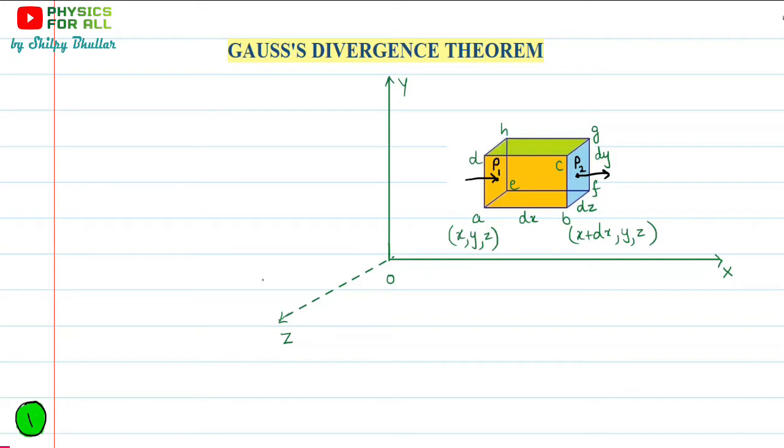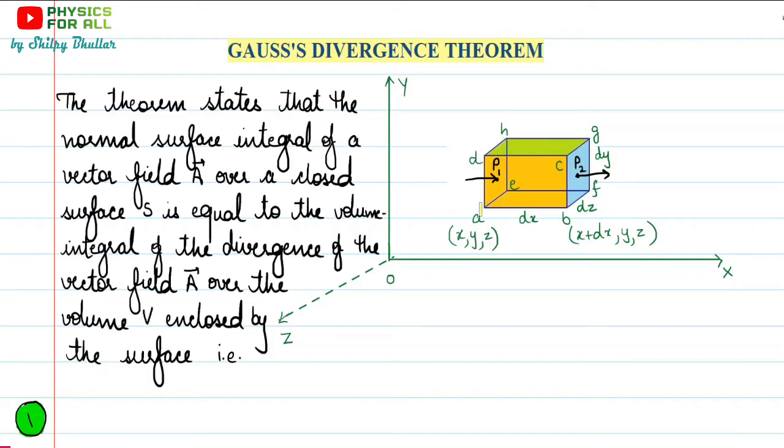So let's get started. To understand this, again we have to consider some vector field A, which is spread over some region, and if we consider any closed surface S, then it would be enclosing some volume V. Now let's see what the theorem states.